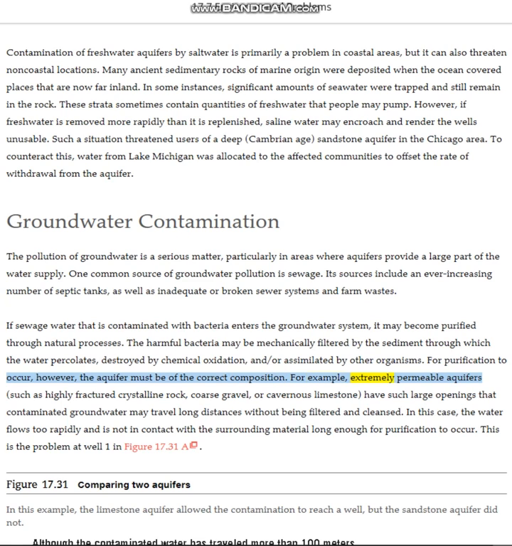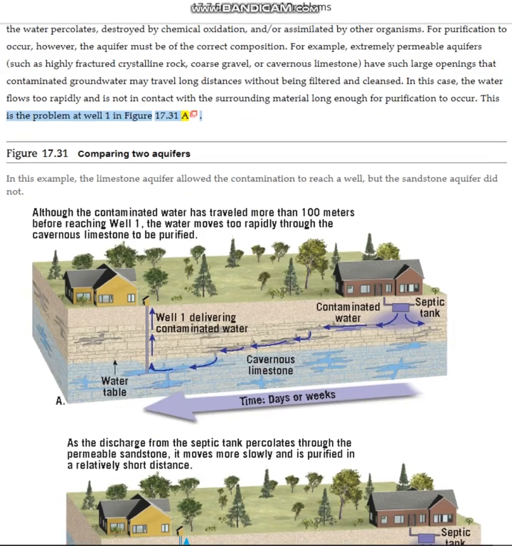For example, extremely permeable aquifers, such as highly fractured crystalline rock, coarse gravel, or cavernous limestone, have such large openings that contaminated groundwater may travel long distances without being filtered and cleansed. In this case, the water flows too rapidly and is not in contact with the surrounding material long enough for purification to occur. This is the problem at well 1 in Figure 17.31a. Figure 17.31 Comparing two aquifers. In this example, the limestone aquifer allowed the contamination to reach a well, but the sandstone aquifer did not.